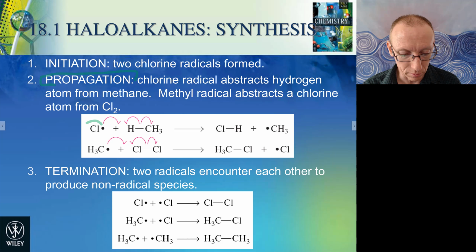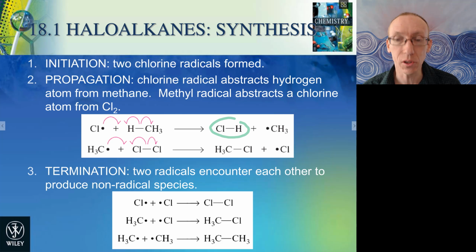So the chlorine radical reacts with the methane via a mechanism shown here. So we've got single-headed arrows to show a radical mechanism. Don't worry if this isn't familiar to you. We just want to show the overall scheme of this radical process. So that generates hydrogen chloride and a new methyl radical.